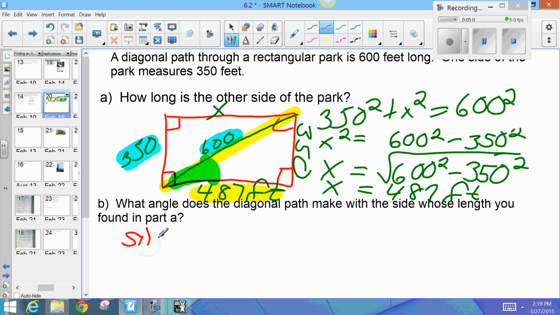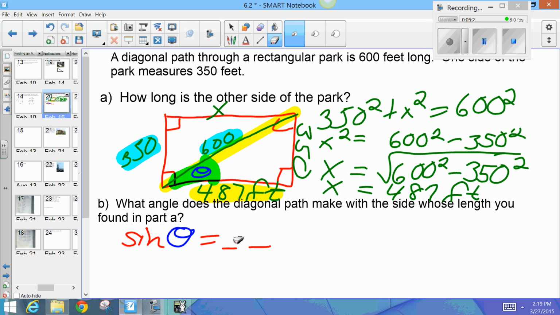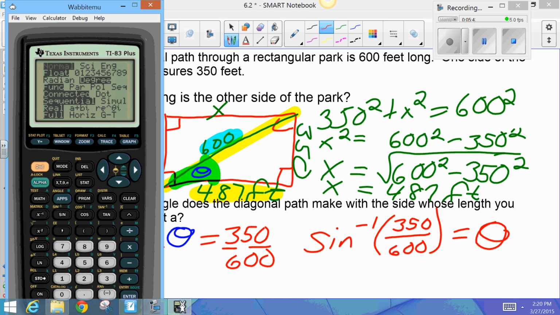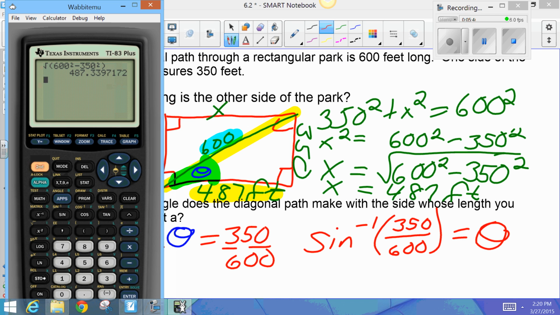So therefore the sine, call this angle theta right here, the sine of theta equals 350 over 600. So I'm going to do the inverse sine. 350 over 600 equals theta. Make sure I'm in degree mode. Always check that. It's so easy to forget. All right, so I'm doing second sine of 350 divided by 600. All right, so rounded to the nearest degree, that would be 36 degrees.